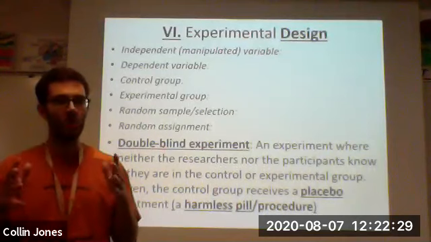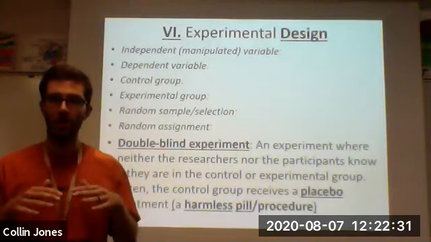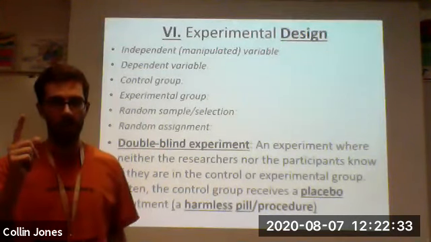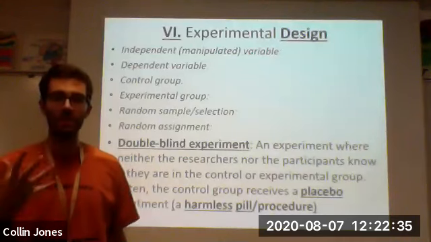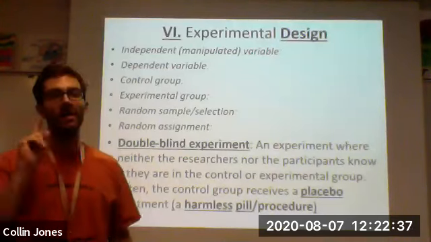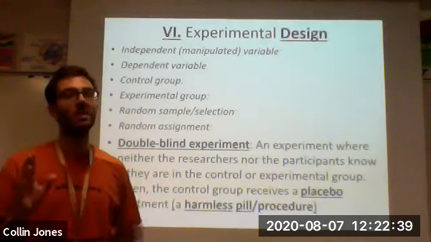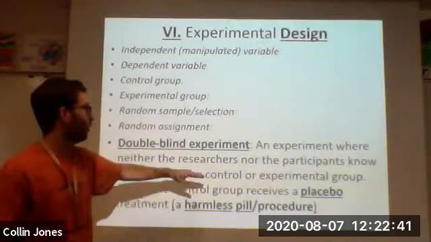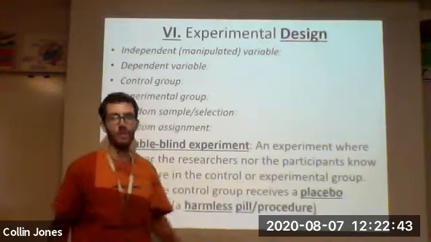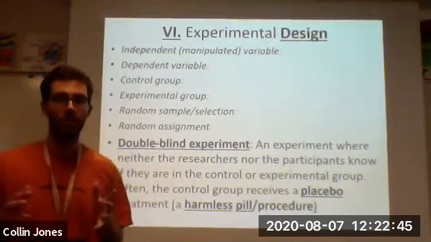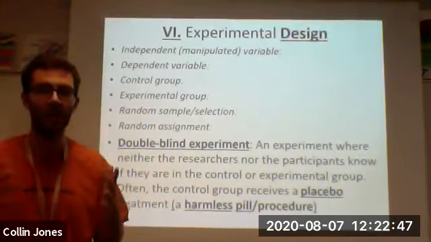Now, if the doctors know about the treatment and the participants don't, that would be a single-blind study, or vice versa. The participants know they're getting treatment and the doctors don't know, that's a single-blind experiment. One of the groups is blind to who is in which group, the control or the experimental. If nobody knows who's in which group, we call it a double-blind experiment. It's the best kind of study.